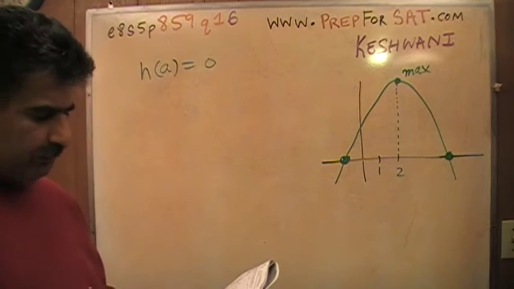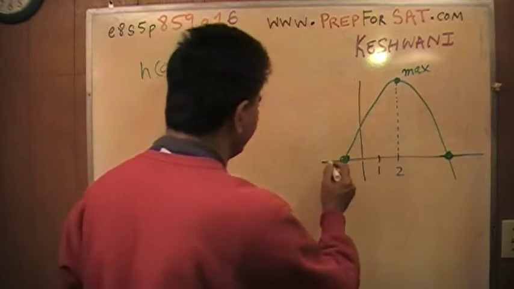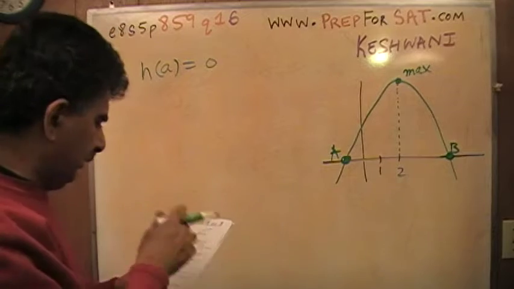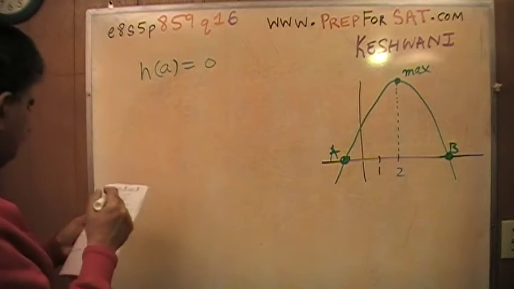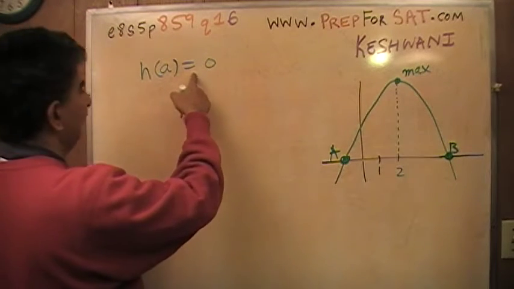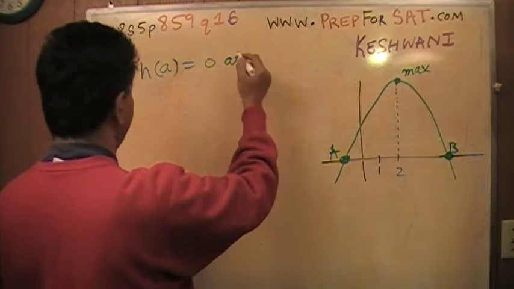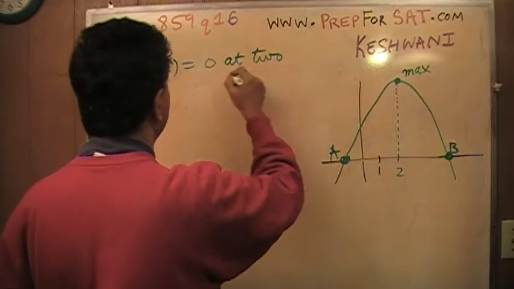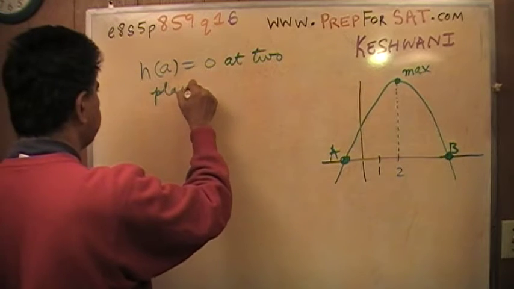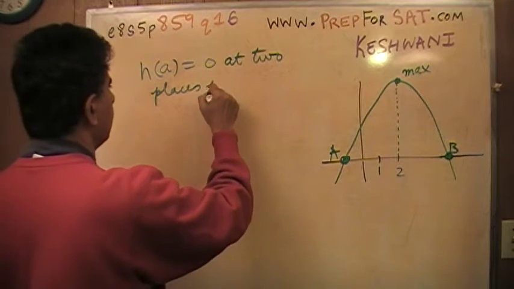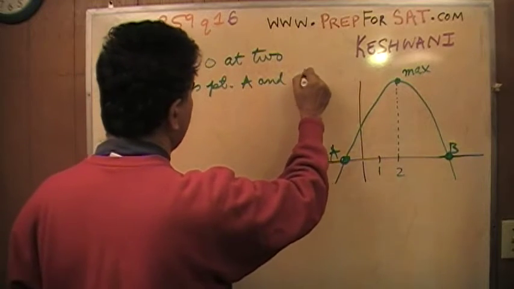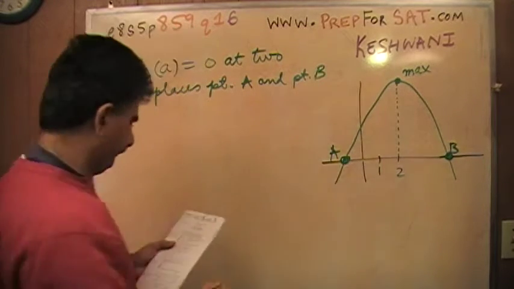Let's see, what can we do? So it happens at 2 places. I'm going to give these points names. Let's call them A and B. H of A is equal to 0 at 2 places, point A and point B.